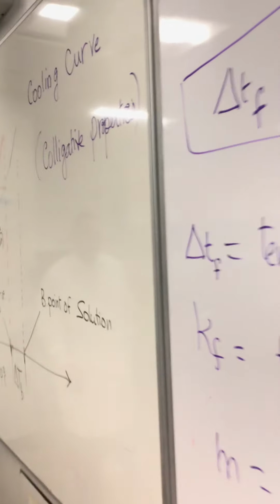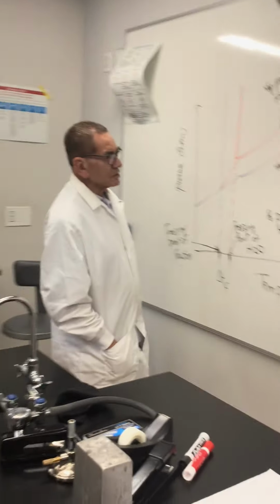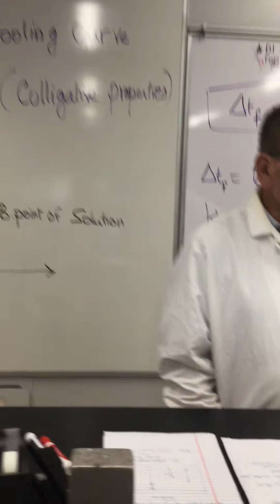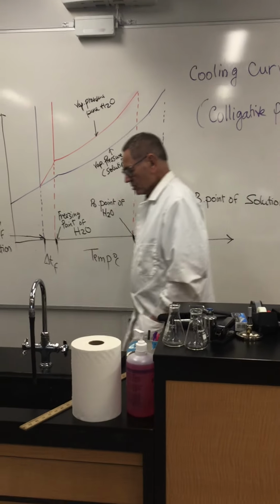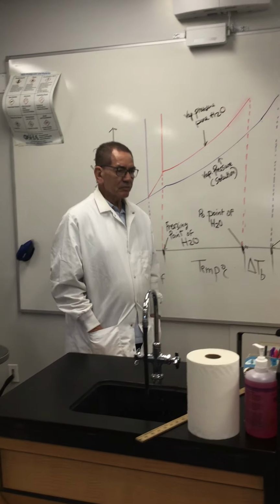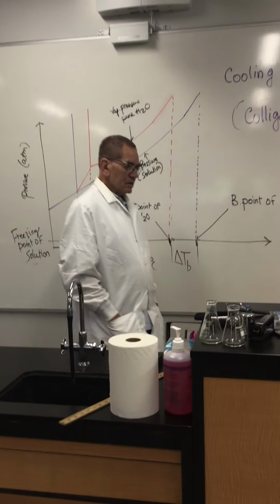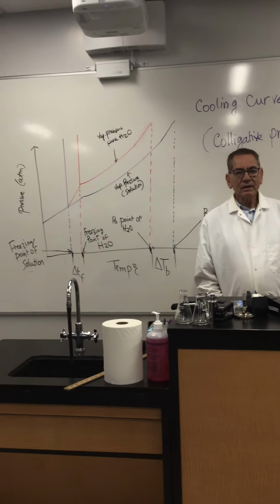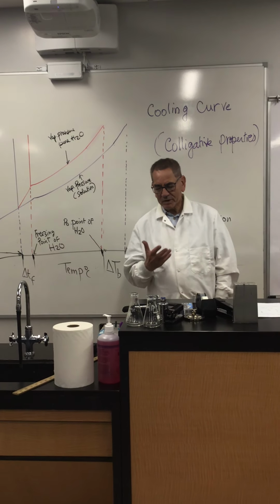Hello, class again. As Professor Gandhi talked about, we're going to do the cooling curve. This is part of what we call colligative properties. The boiling point, freezing point, and osmotic pressure are all colligative properties. So what happens with this impurity that Professor Gandhi is talking about? If you have a pure solvent and you add a non-volatile solute, there will be an elevation of boiling point and a depression in freezing point.